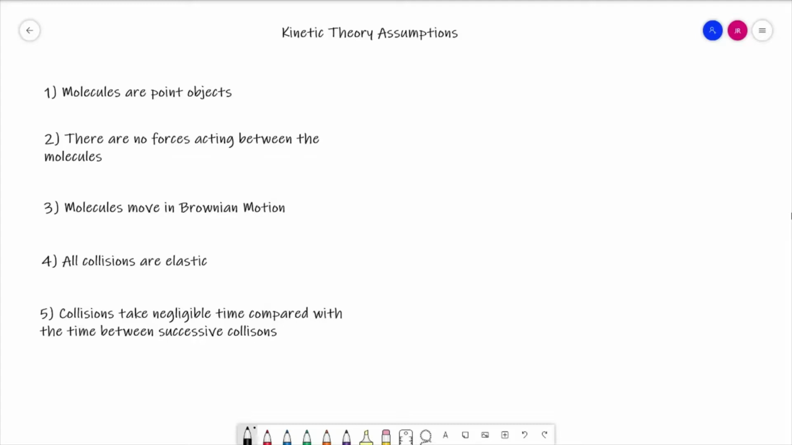Now what we'll do is we'll work through and justify them in our minds as we go along. So firstly, the first assumption is that molecules are treated as point objects. What we mean by point objects is that the volume of an individual molecule is definitely orders of magnitude less than the volume of the gas overall. I think that's fair enough. Even if you take a relatively small volume of gas by our standards, the molecules are a lot smaller than that, and therefore we can just take their volume as negligible.